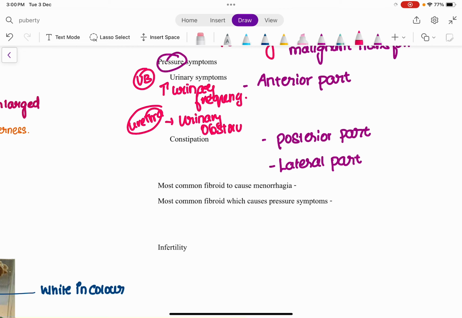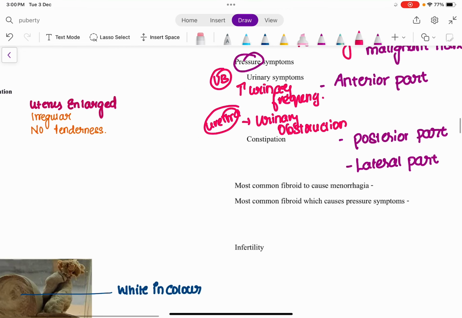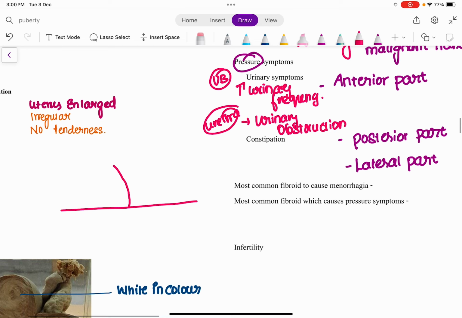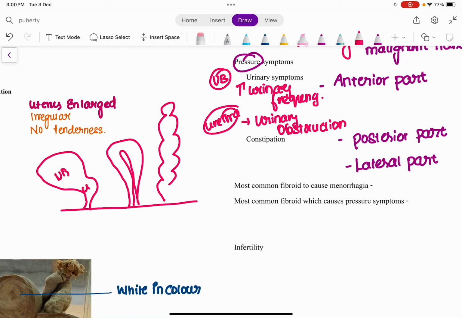As you can see here, this is the uterus, this is the bladder, urethra, and this part is the rectum. If the fibroid is situated in the anterior part and increases in size, it is going to exert pressure either on the urethra or on the urinary bladder. If it exerts pressure on the urinary bladder, increased urinary frequency will be the complaint. If it exerts pressure on the urethra, the complaint will be urinary obstruction.